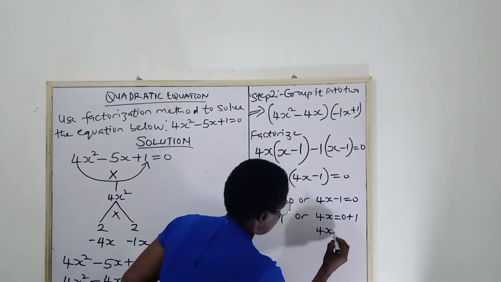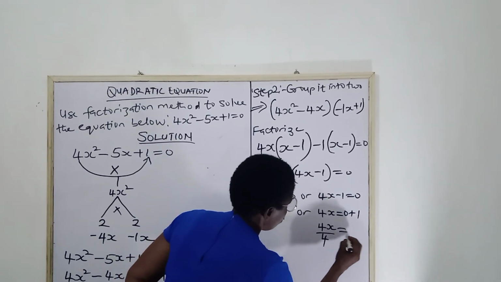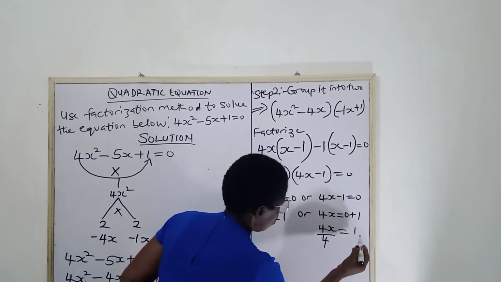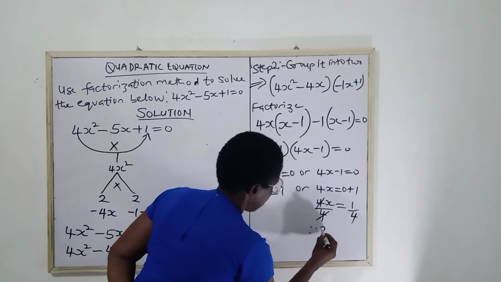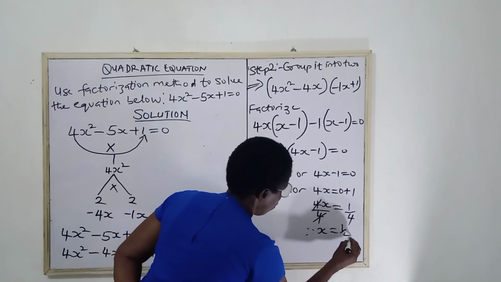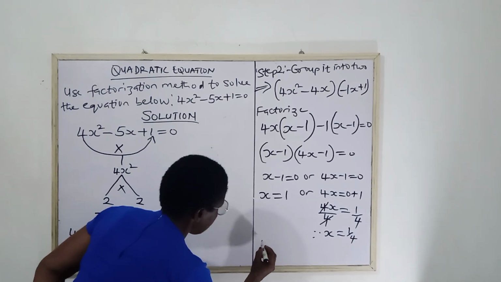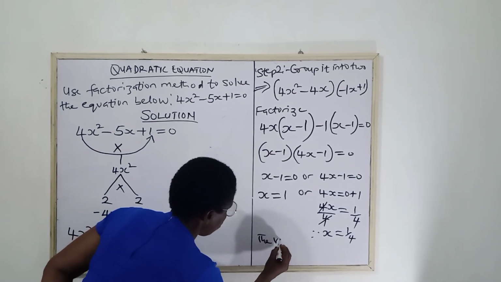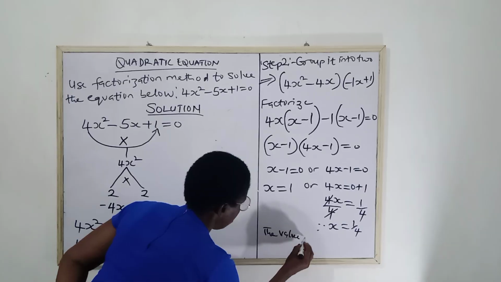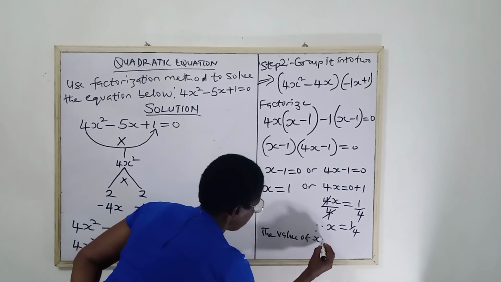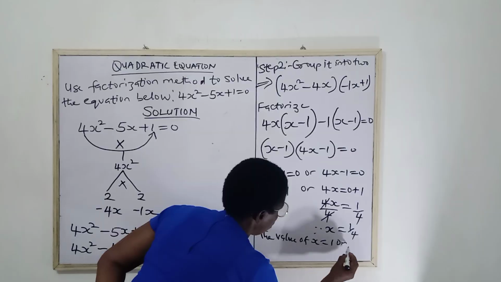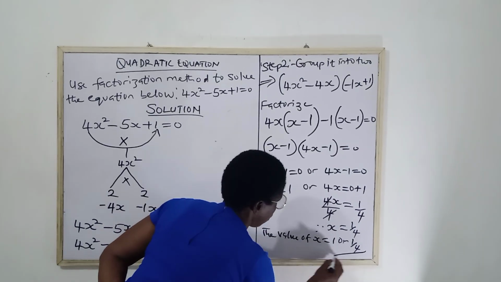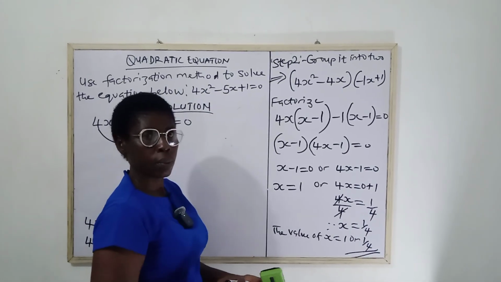So now we are going to divide both sides by 4 to isolate x. We have 4x divided by 4 is equal to 0 plus 1, which is 1, divided by 4. The 4 cancels this. Therefore, our x is equal to 1 all over 4. Therefore, the value of x is equal to 1 or 1 all over 4, which is our final answer.